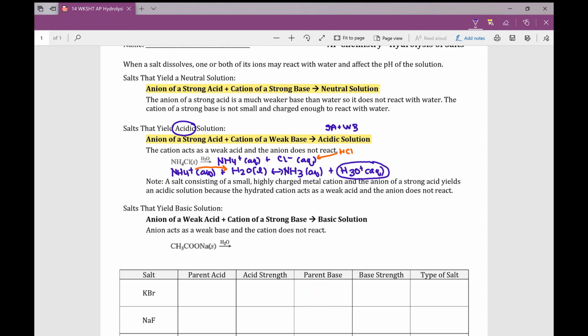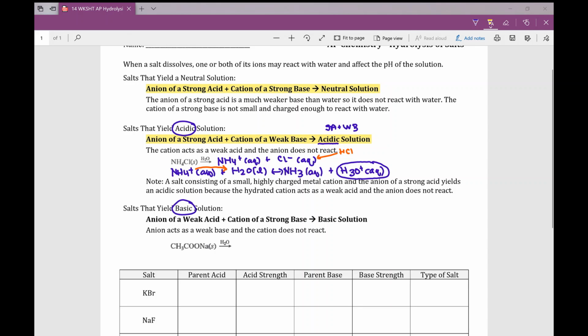So I would definitely say you need to know the shortcut: how do you come up with the fact that those ions come from a strong acid and weak base and produce this acidic solution, but also be able to write the equations to explain why that acidic solution is actually produced. And then we do have salts that also yield a basic solution.